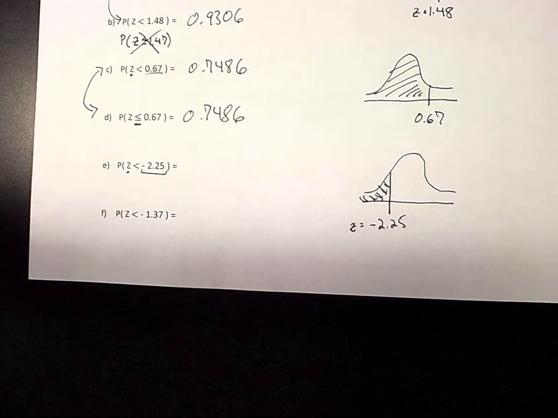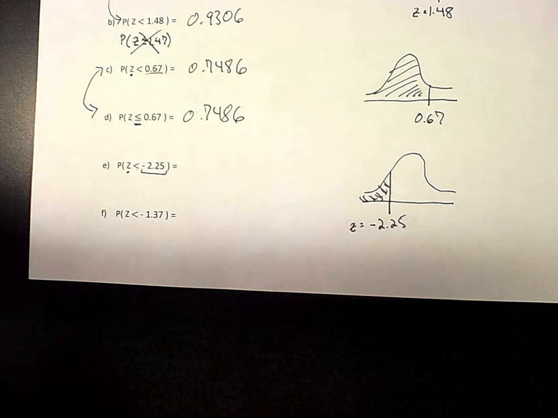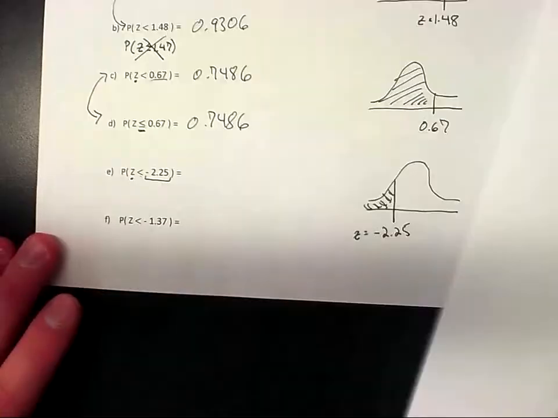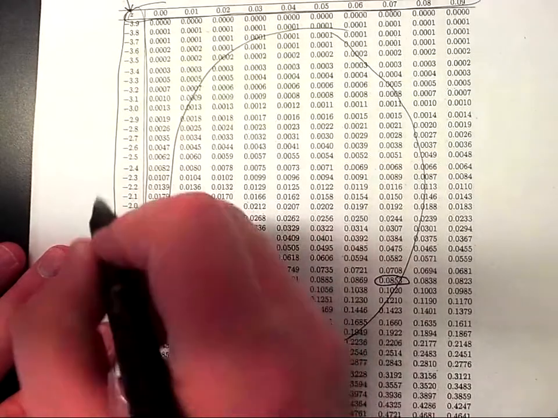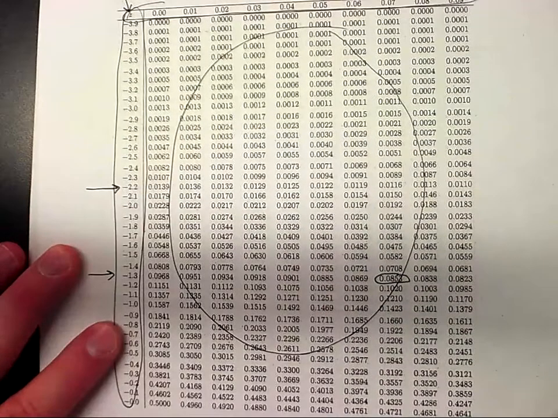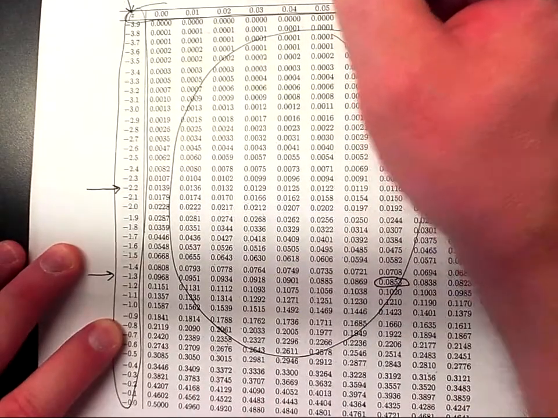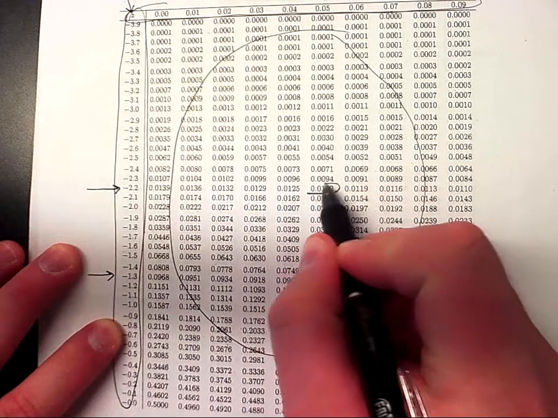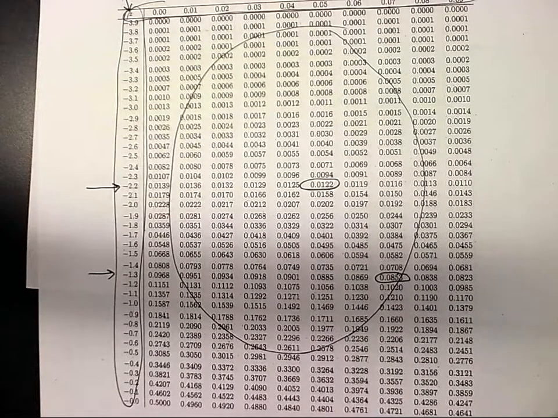Everybody good with those first couple of steps? Any questions about those steps? All right. So now we're going to look up a z-value of negative 2.25. If we want to look that up, where are we going to look that one up? On the back side. So if we go to negative 2.25, right? Yep, negative 2.25. Again, we're going to come down here to negative 2.2, and then up to 0.05. So then we can get to negative 2.25, which is 0.0122. Everybody good with finding 0.0122?